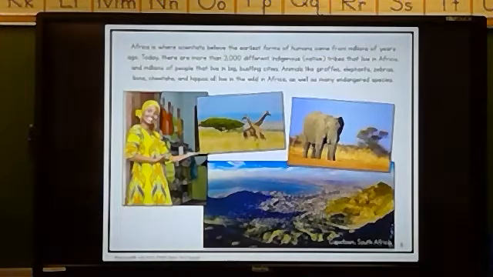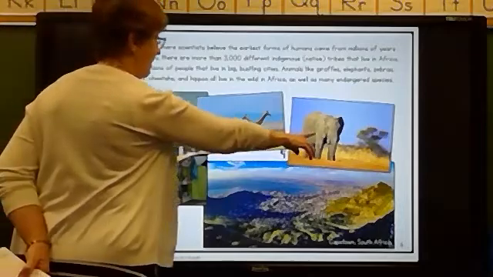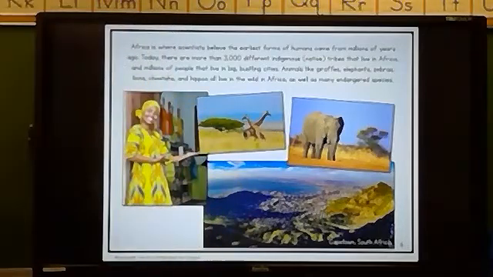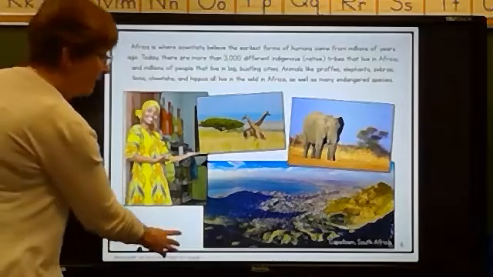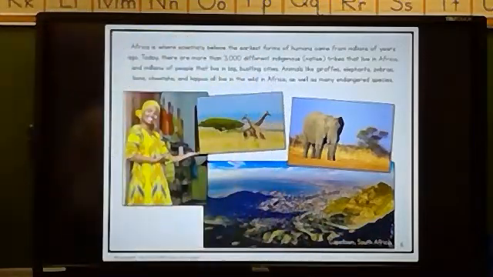Africa is where scientists believe the earliest forms of humans came from millions of years ago. Today, there are more than 3,000 different indigenous, which means native, tribes that live in Africa, and millions of people that live in big, bustling cities. Animals like giraffes, elephants, zebras, lions, cheetahs, and hippos all live in the wild in Africa, as well as many endangered species, okay? And here you see Cape Town, which is in South Africa.